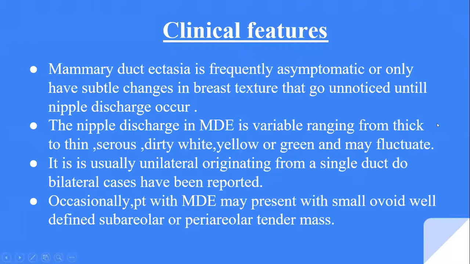Clinical features. Mammary duct ectasia is frequently asymptomatic or has only subtle changes in the breast texture that go unnoticed until a nipple discharge occurs. The nipple discharge in mammary duct ectasia is variable, ranging from thick to thin, serous, dirty white, yellow or green, and may fluctuate. It is usually unilateral, originating from a single duct, though bilateral cases have been reported. Occasionally, patients with mammary duct ectasia may present with a small ovoid, well-defined subareolar or periareolar tender mass.